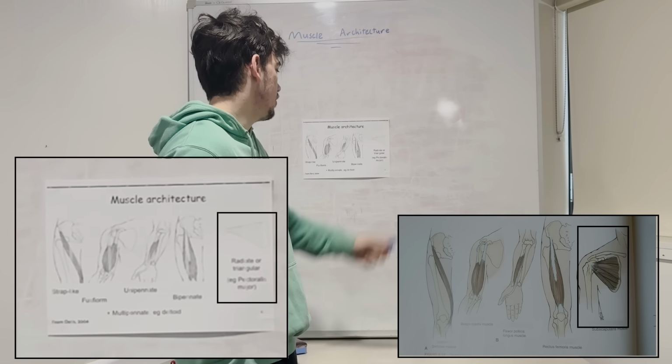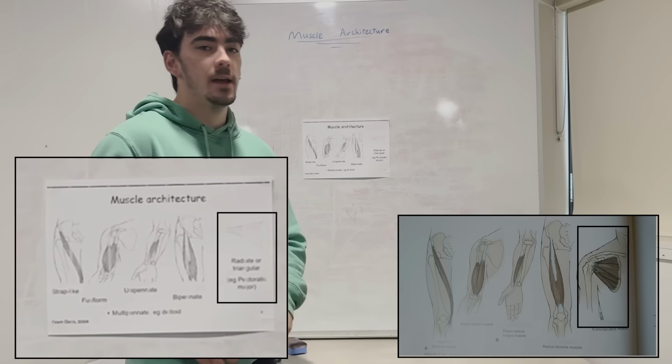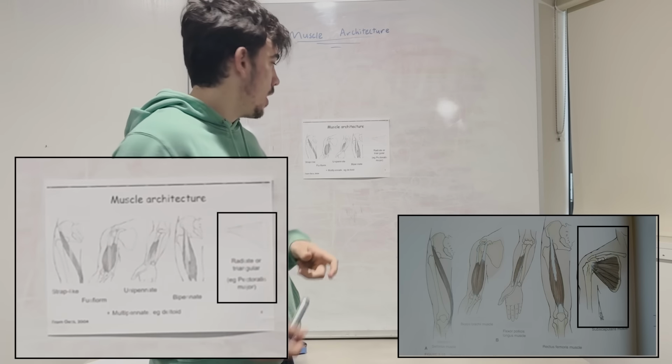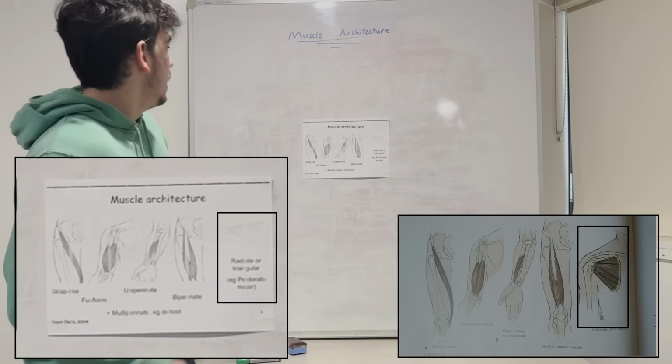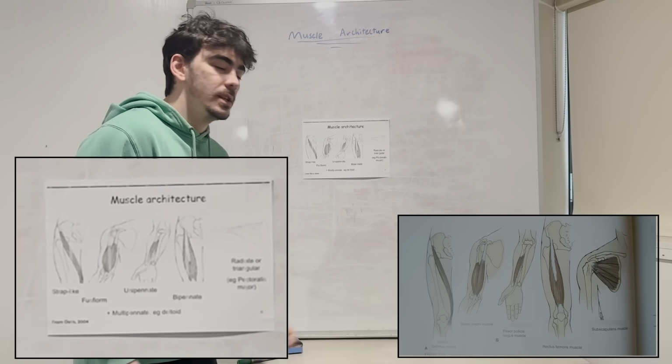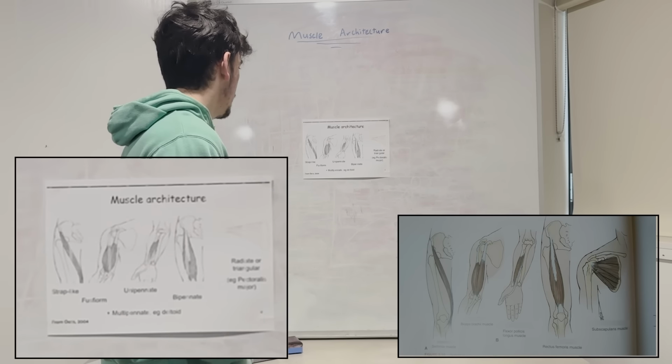And then we've got the triangular or radiate. A good example of that is the pec major. It's kind of got fibers going all over the place. So there you go. That picture's for your satisfaction in case your eyes were bleeding after you saw my drawings.